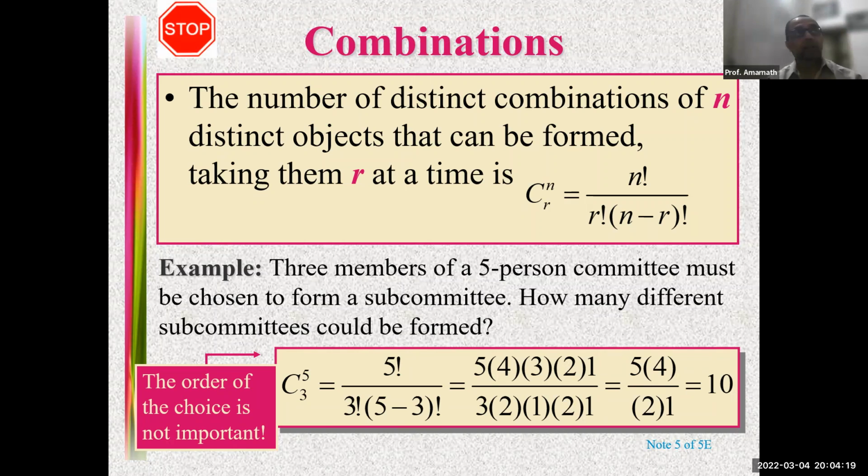So permutation is about how many ways you can do it. Here a choice has to be made among distinct objects: the number of distinct combinations of n distinct objects that can be formed, taking R at a time. So there are 10 ways to form the subcommittee. There is a difference between permutation and combination. Both are not the same. The formula also differs, and the way you have to understand it also differs.